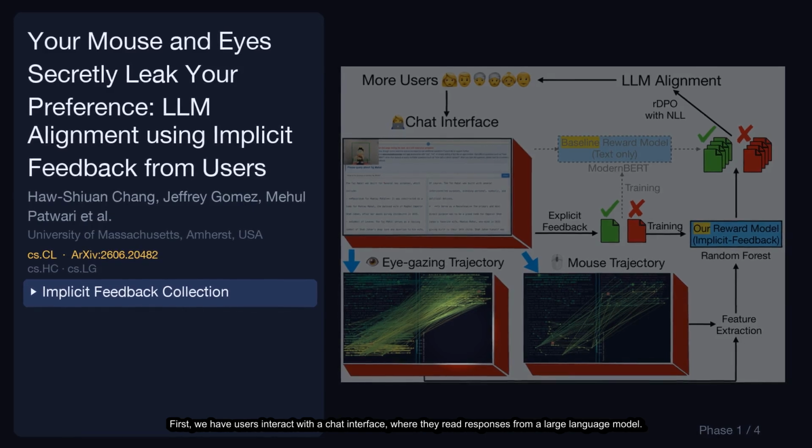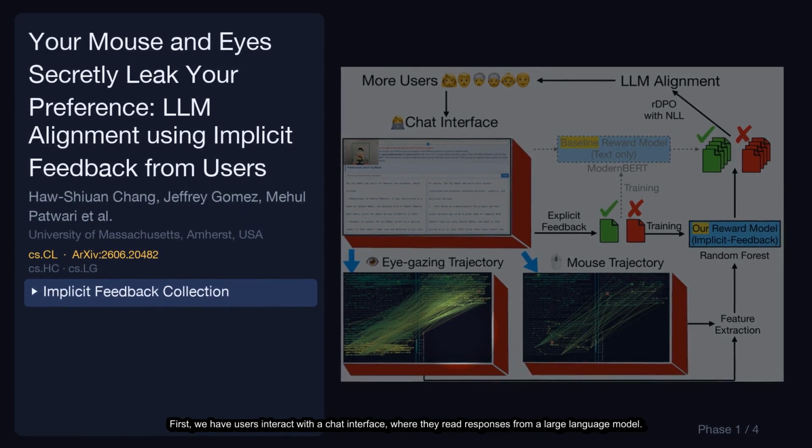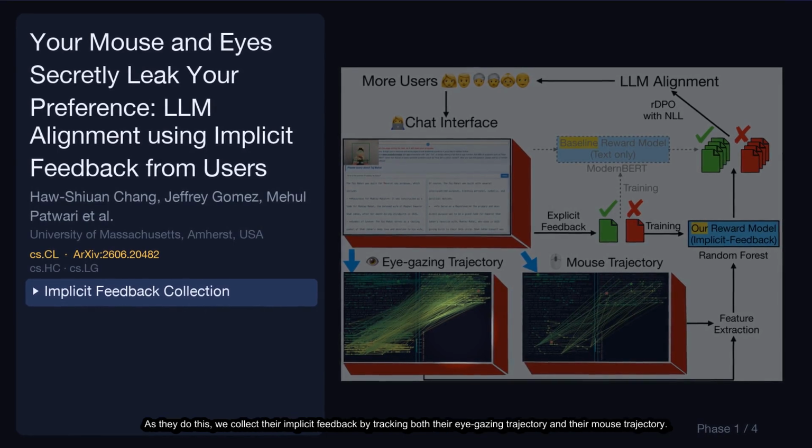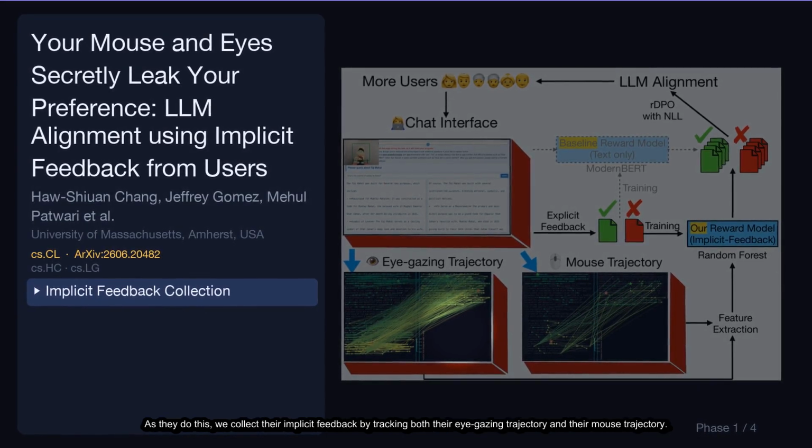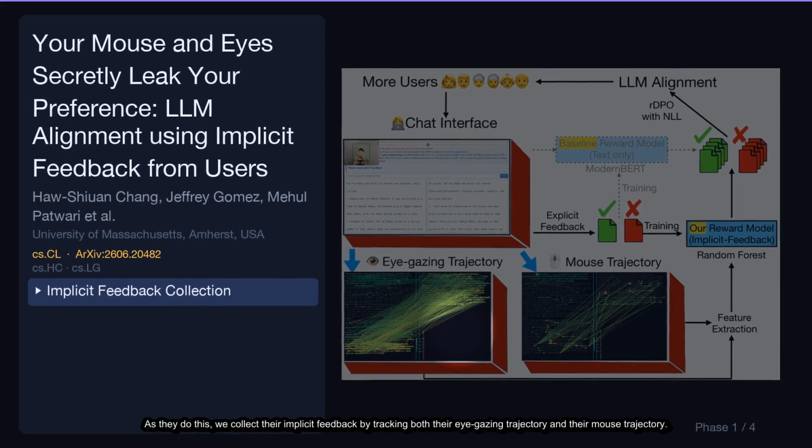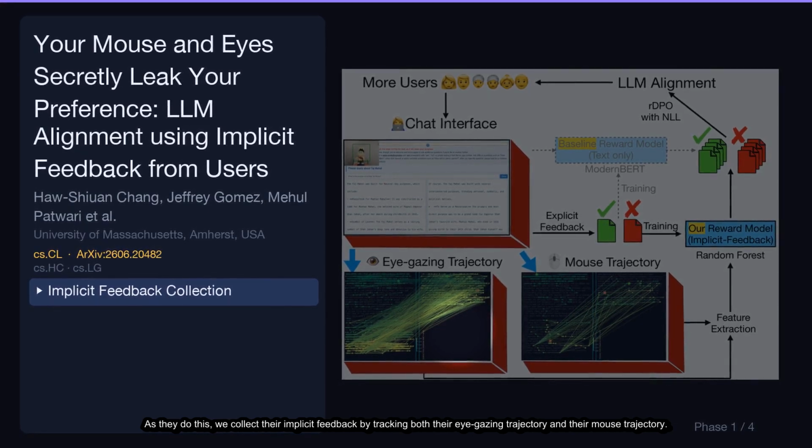First, we have users interact with a chat interface, where they read responses from a large language model. As they do this, we collect their implicit feedback by tracking both their eye-gazing trajectory and their mouse trajectory.